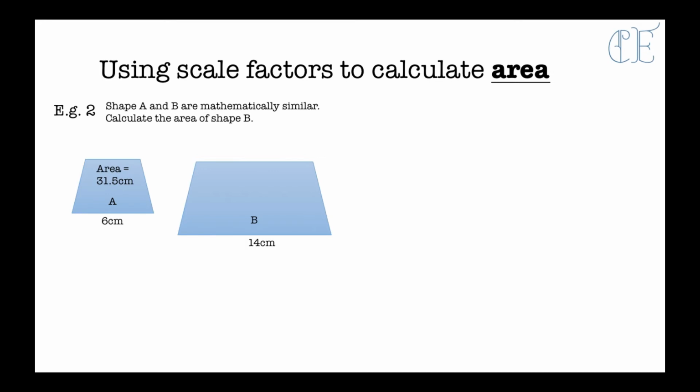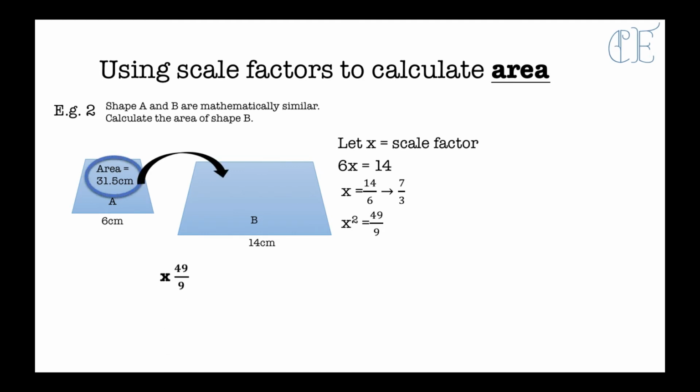So to get from 6 to 14 at the bottom there, we need to times by something. So 6x equals 14. So if we divide by 6, x, our scale factor, would be 14 over 6 or 7 over 3. So if that is correct, then our x squared value must be 49 over 9. So here is our area. To get to the area of B, we must times by 49 over 9. So 31.5 times 49 over 9 is 171.5 centimetres squared.